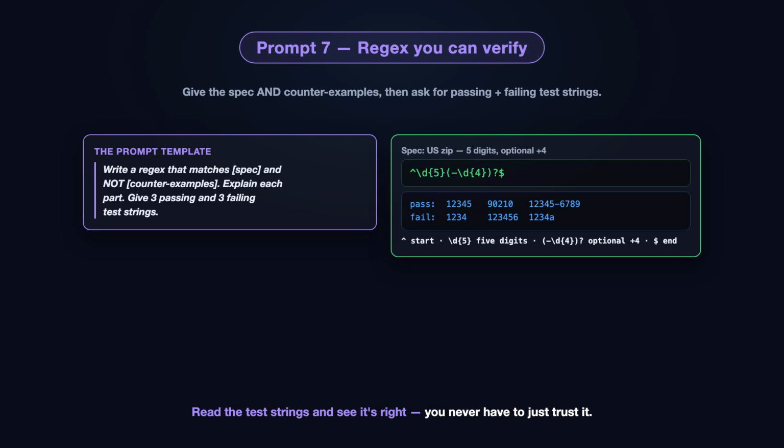Here's the spec: match a US zip code, 5 digits, optionally a dash and 4 more. The model returns ^\d{5}(-\d{4})?$. It explains each piece, then proves it, passes on 1 2 3 4 5 and on the 9-digit dashed form, fails on 4 digits, on 6 digits, and on anything with a letter. You don't have to trust it, you can read the test strings and see for yourself that it's right. That's regex you can actually ship.